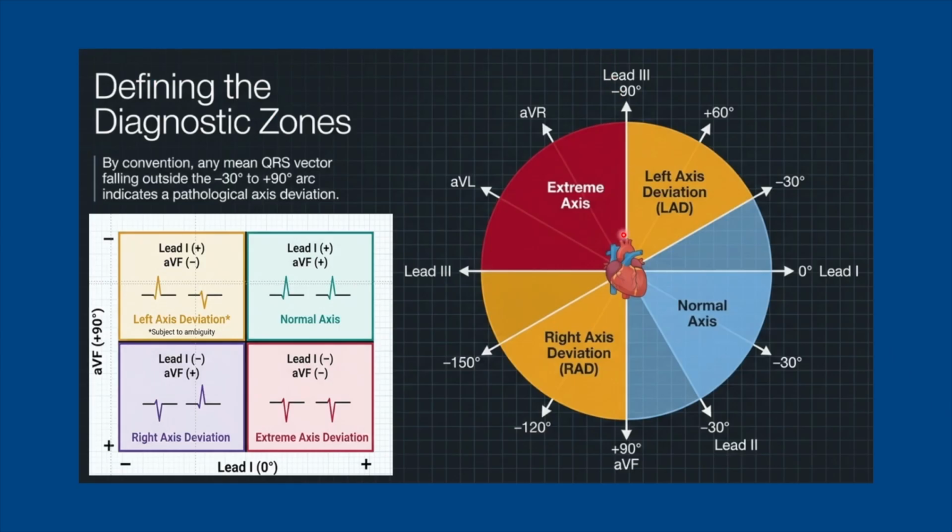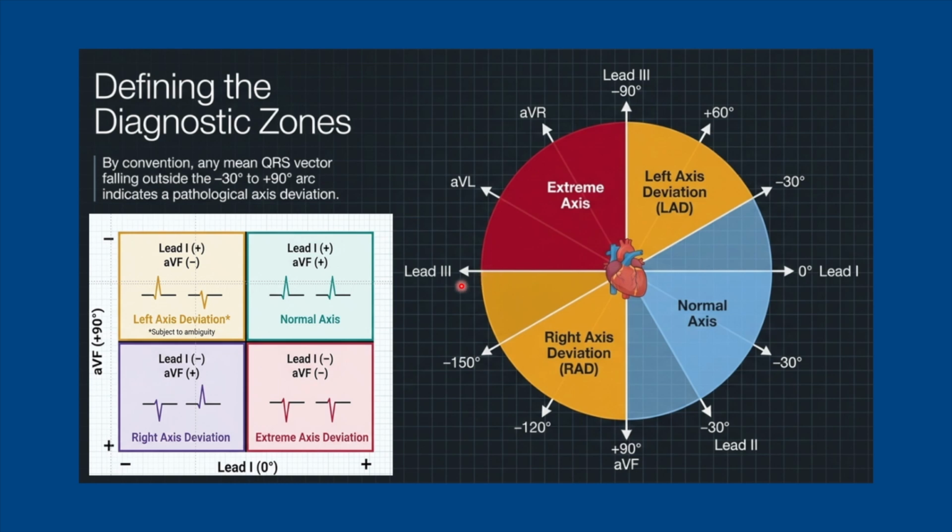Let's summarize and take home message. The cardiac axis normally is between minus 30 to positive 90, which is normal axis. Minus 30 to minus 90, it is left axis. Positive 90 degrees to 180, it is right axis. And extreme axis between minus 90 to 180.